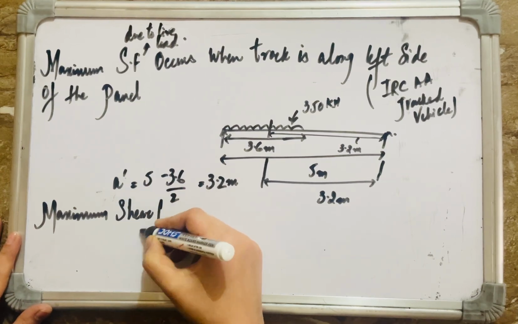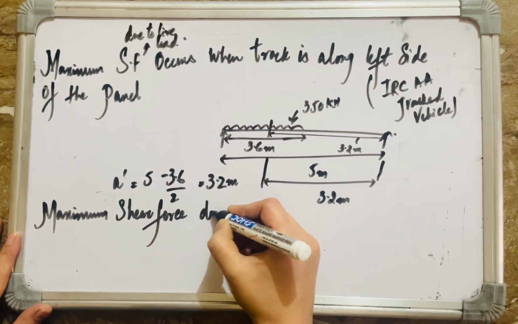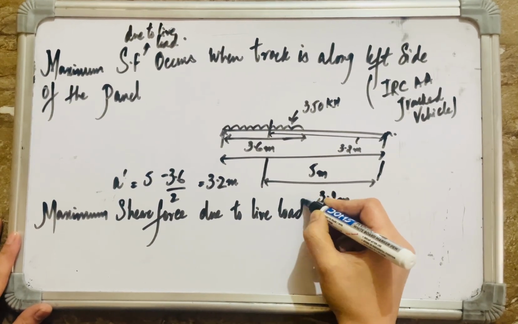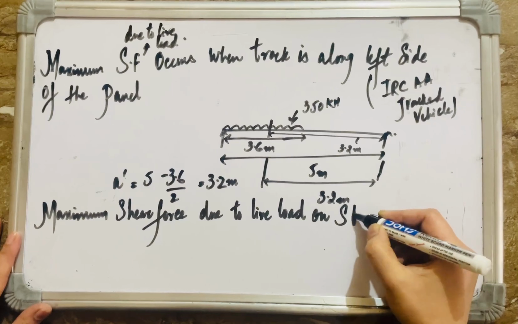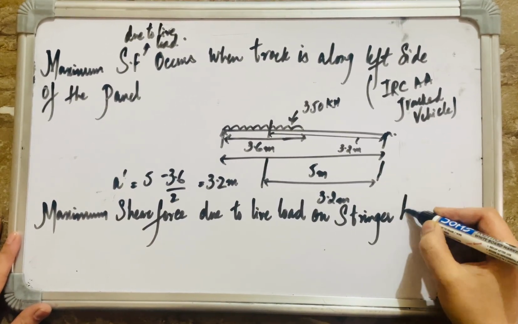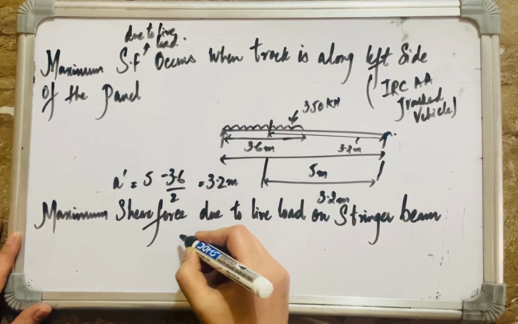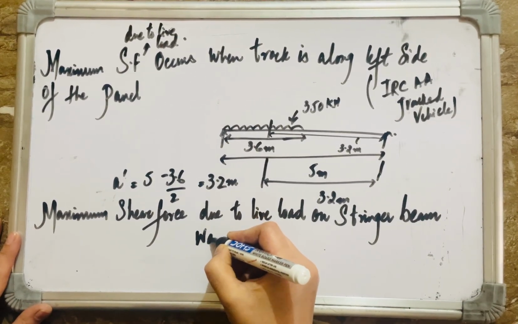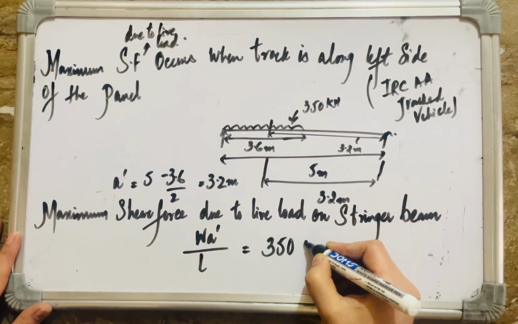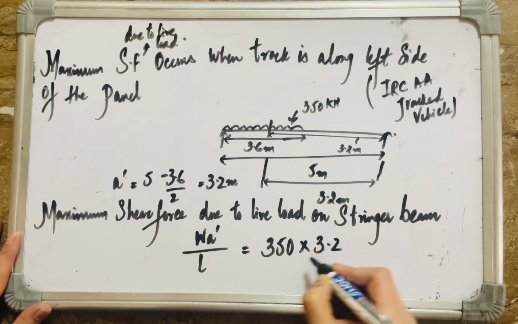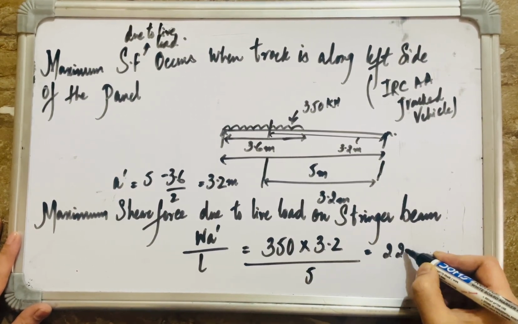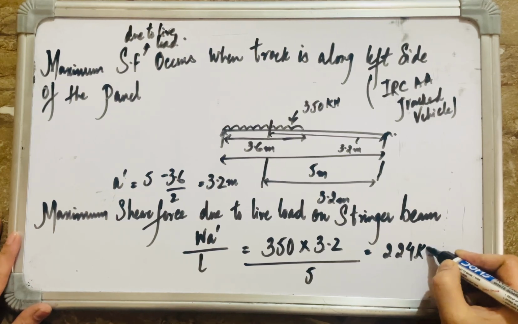Maximum shear force due to live load on the stringer beam occurs when the track is along the left side of the panel and is given by W A dash by L. How much is W? It's 350. How much is A dash? 3.2. And how much is the length? 5. By calculations, maximum shear force is 224 kilonewton.